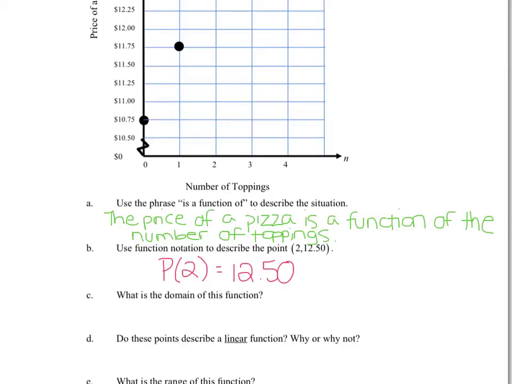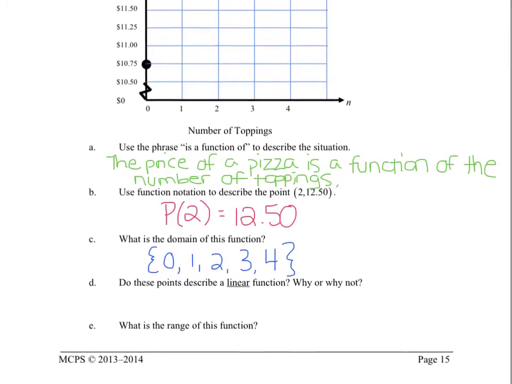Next, what is the domain of this function? The domain is the set of all x values that have a y value. Now, because we're talking about number of toppings, we don't have points in between. It's not a continuous function. So we're going to put our set notation, which is our little brackets, and list all the x values, which is 0, 1, 2, 3, and 4. Put a bracket at the end, and that is our domain.